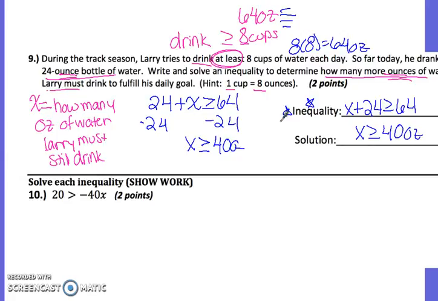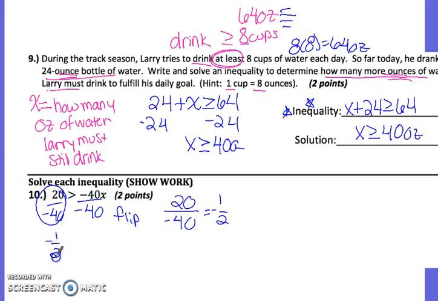Number 10, we're solving. We don't have to graph these. So I'm going to divide by negative 40. Remember, when you divide by a negative, you flip the sign, so now you get negative 20 over negative 40. Be careful, look at the scratch work. 20 over negative 40 is a fraction. They're both divisible by 20, so you get negative 1/2. So negative 1/2 is less than, because you flipped, X. If negative 1/2 is less than X, that means that X is greater than negative 1/2.